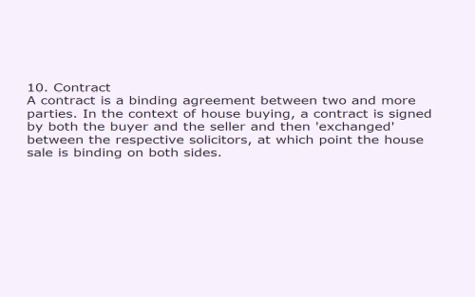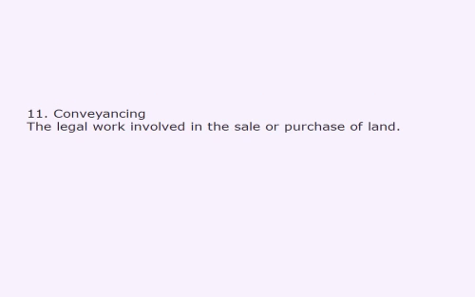10. Contract. A contract is a binding agreement between two or more parties. In the context of house buying, a contract is signed by both the buyer and the seller and then exchanged between the respective solicitors, at which point the house sale is binding on both sides. 11. Conveyancing. The legal work involved in the sale or purchase of land.